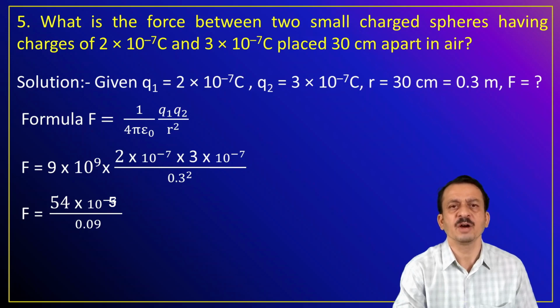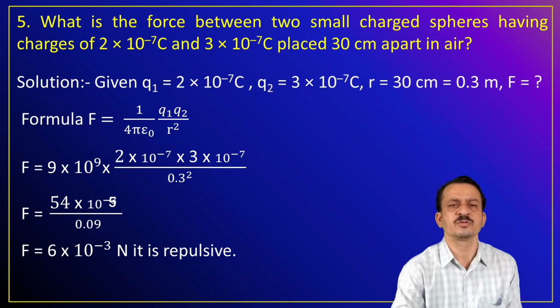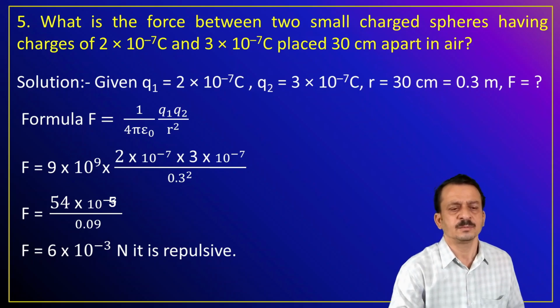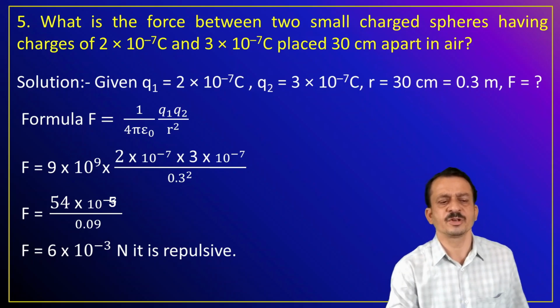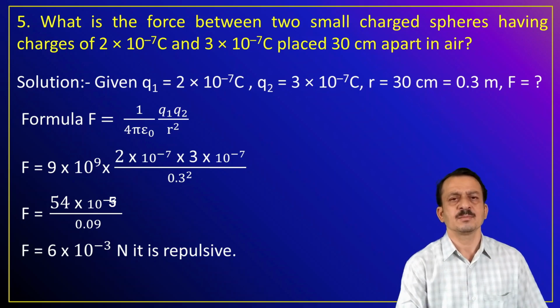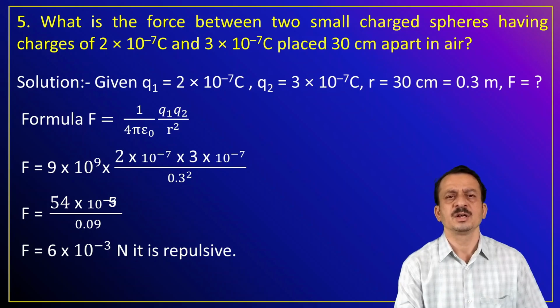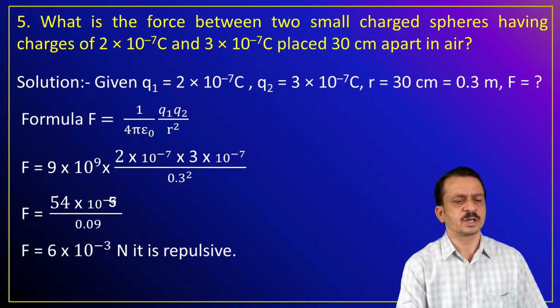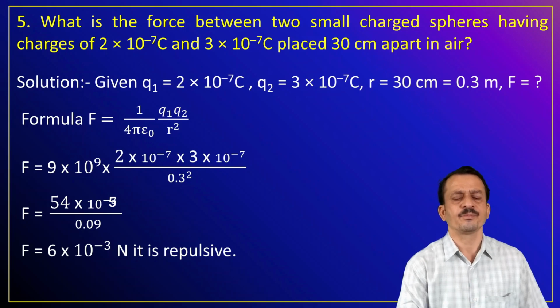It should be 10 to the power of minus 5 divided by 0.09. Now 0.09, after simplification we will get 6 into 10 raised to minus 3 Newton, because 0.09 can be written as 9 into 10 raised to minus 2. If you take it to the numerator, in the numerator we have 10 raised to minus 5 into 10 raised to plus 2, therefore 10 raised to minus 3.